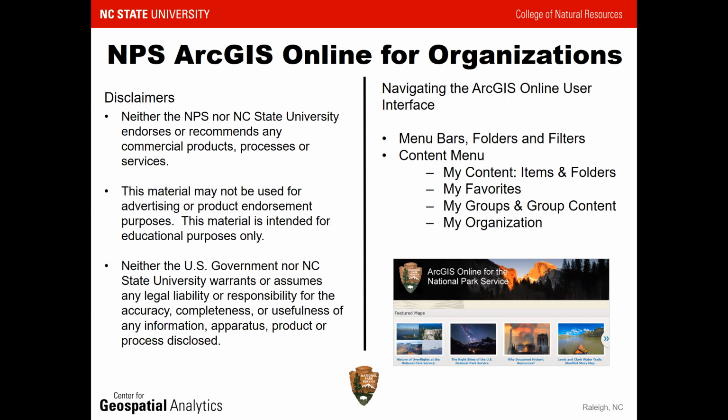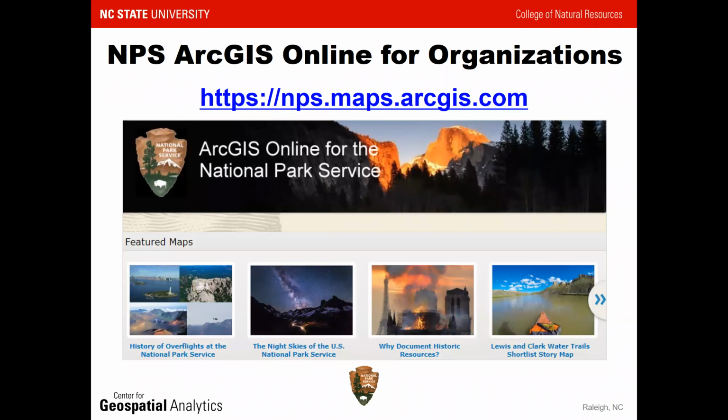So, navigating the ArcGIS Online interface. I'm going to talk about the menu bars that you have available and how you can use folders and filters to organize and discover your own content, and then look at your content items and folders and favorites and how groups are organized, and finally my organization. All of this is available from the National Park Service ArcGIS Online for Organizations instance.